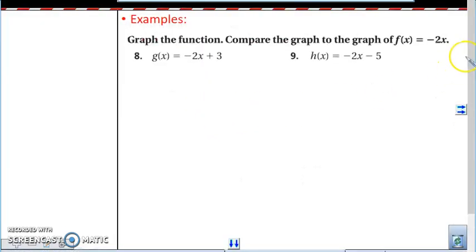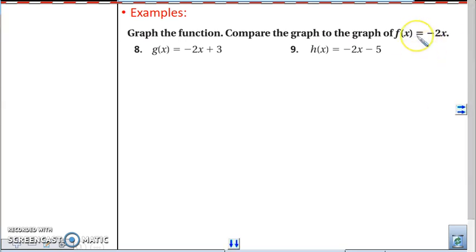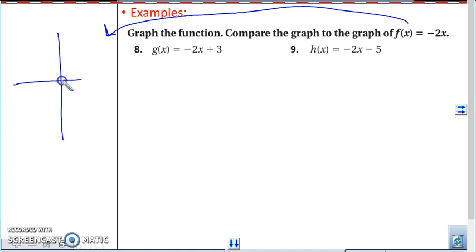Graph the function compared to the graphs. This is something we talked about yesterday. Compare to the graph f of x equals -2x. So let me just go ahead and sketch this graph right here. F of x equals -2x. So treat it as if it says y equals -2x plus 0. All right, same thing. Intercept at 0, go down 2 over 1, down 2 over 1. All right, here is the graph we're going to compare to.